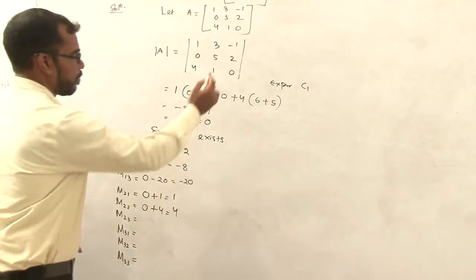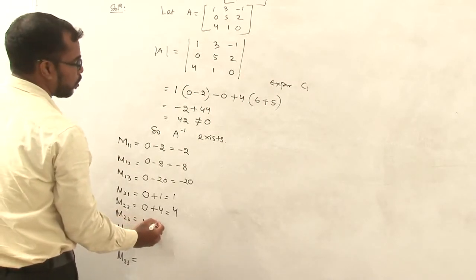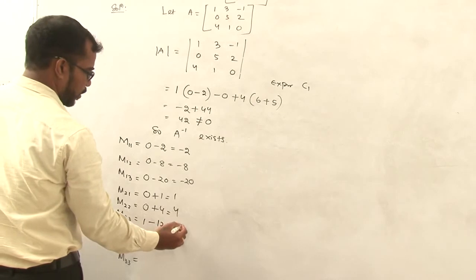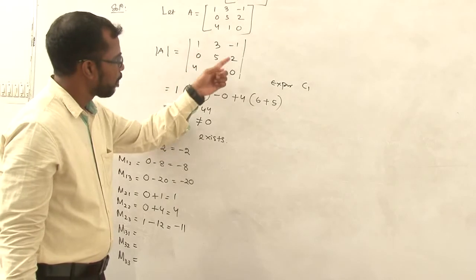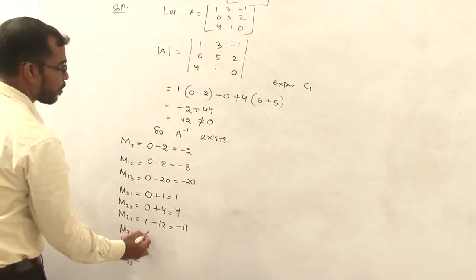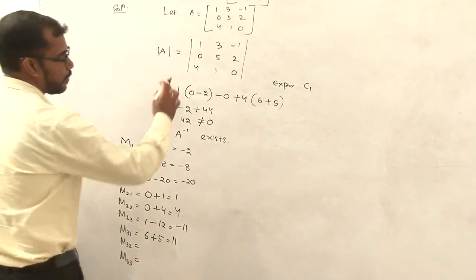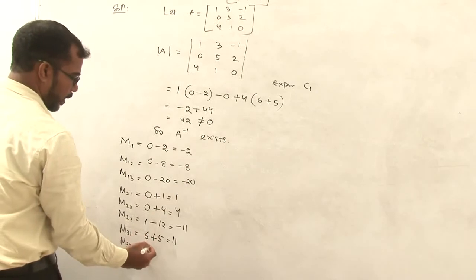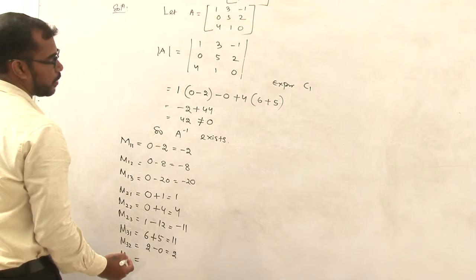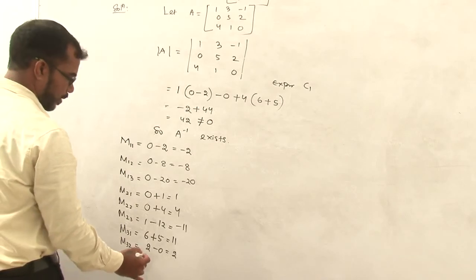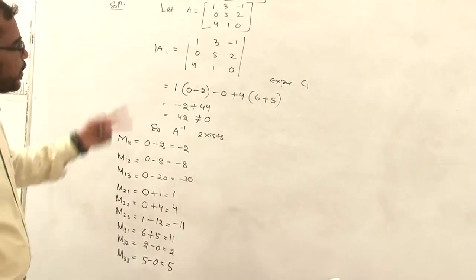M23. M23 means this is the position. If we delete, then we get 1 minus 12. So we get minus 11. M31. This is the position. If we delete, then 6 minus, or minus 5. That is 5. That is 11. M32. If we delete, 2 minus 0. That is 2. And the last is M33. If we delete, then 5 minus 0. That is 5. So these are the minors of this matrix.